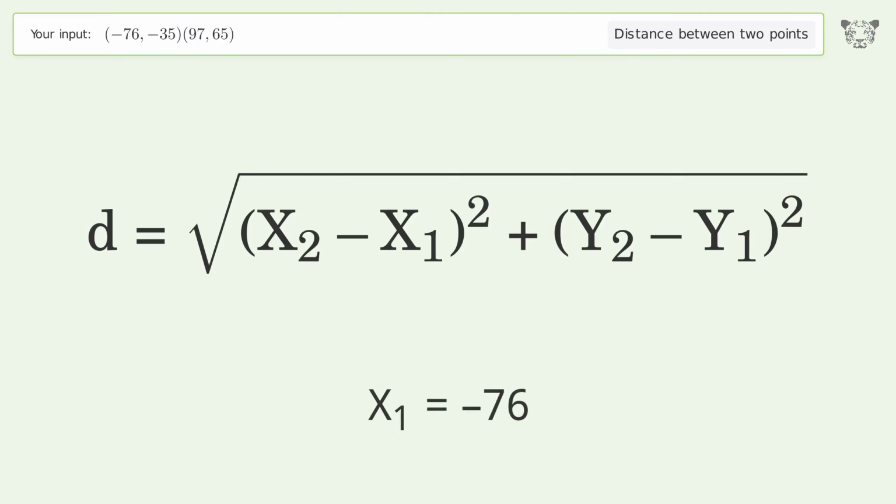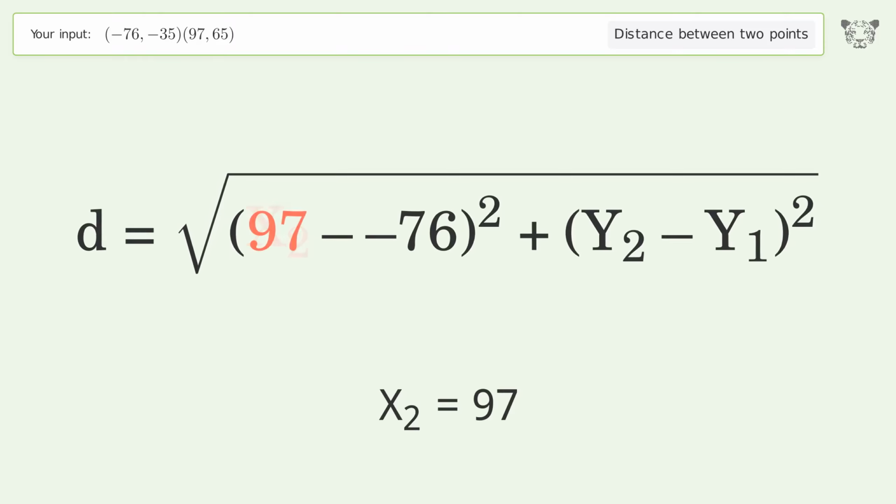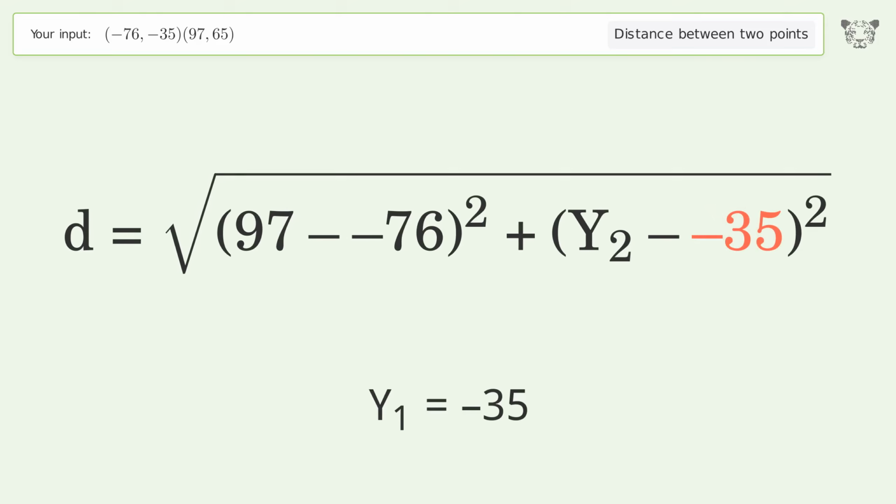x1 equals -76. x2 equals 97. y1 equals -35. y2 equals 65.